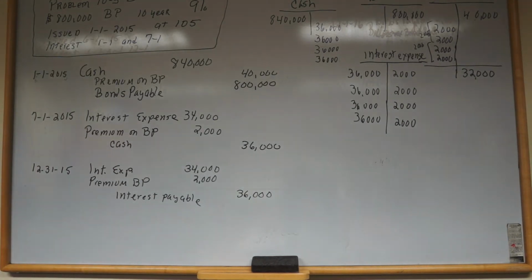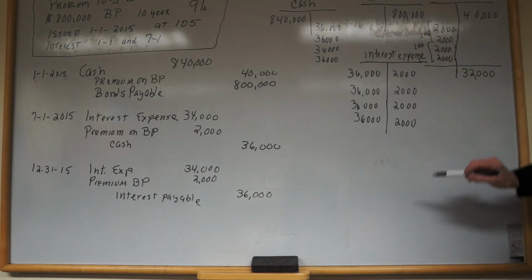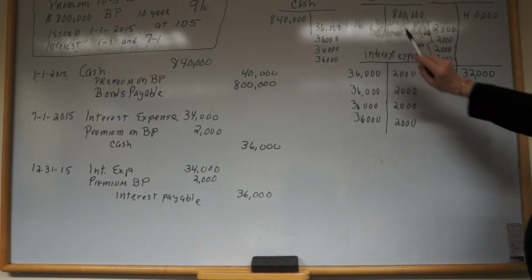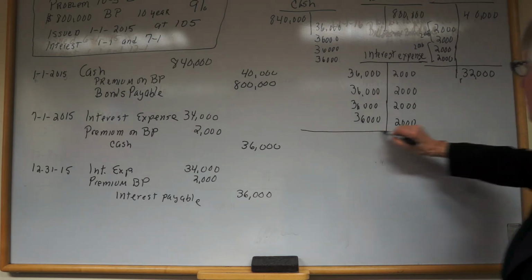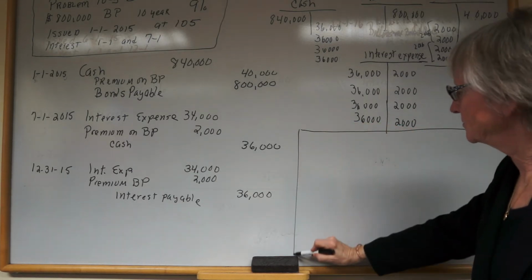Okay, so when they state this problem, they say on 1/1/2017, the carrying value of the bonds was $832,000, and the company redeems the bonds at 105. So when we are showing this on the balance sheet, we would be going bonds payable plus the premium of $32,000. That would be the carrying value of the bond. Okay, so now let's do the journal entry to redeem this bond.